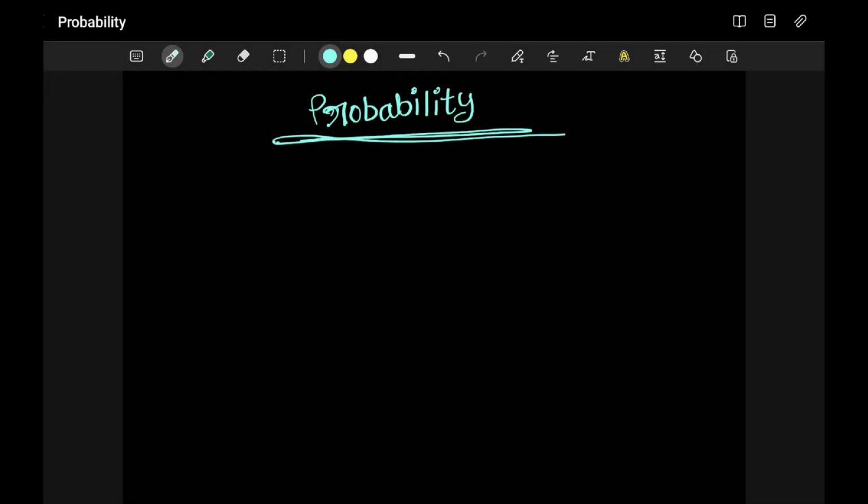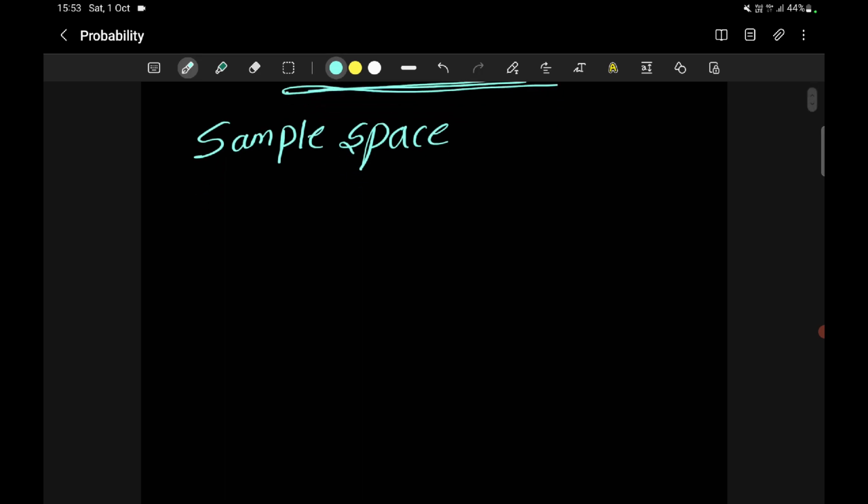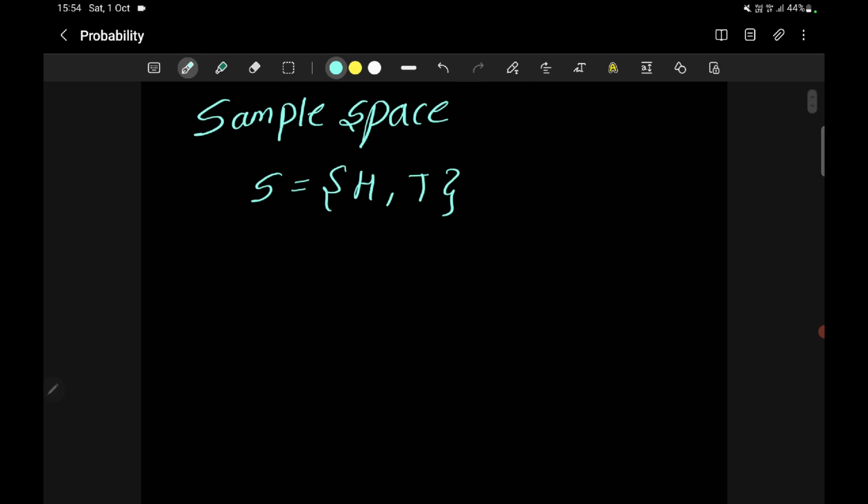Before diving into probability, you should know some basic terminologies, that is sample space. The set of all possible outcomes is called sample space. For example, if you toss a coin, the possible outcomes will be either head or tail. So this is the sample space.